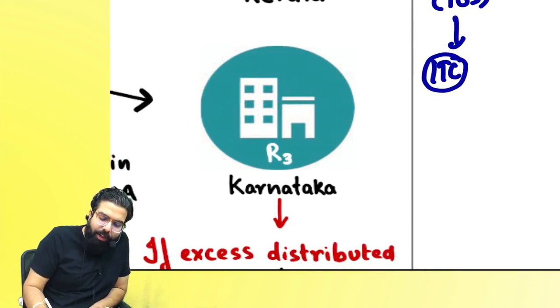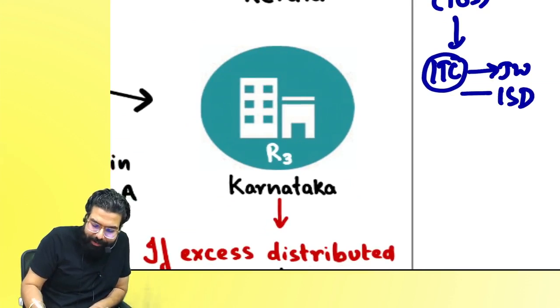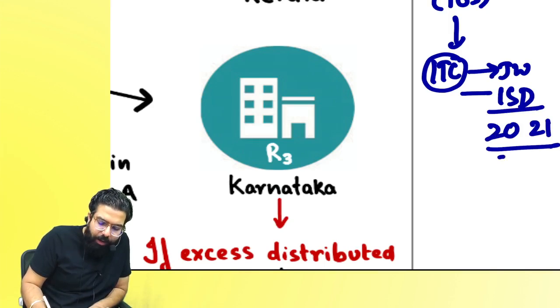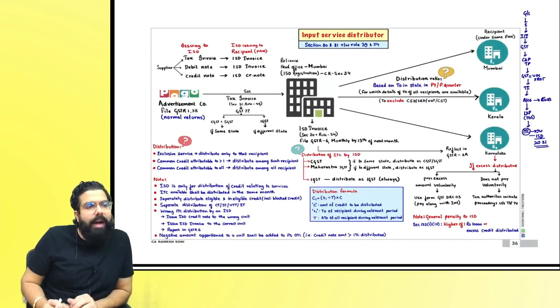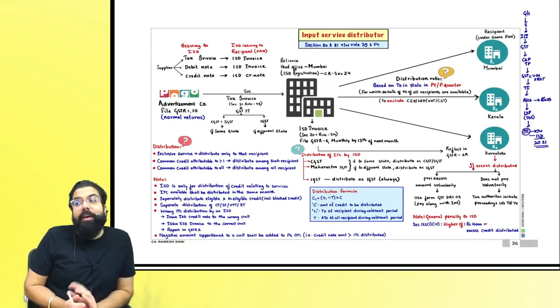Everyone, attached to the chapter of ITC is the chapter of job work and also ISD. ISD is section number 20 and section number 21. Let's go ahead and now learn the chapter of ISD, Input Service Distributor.